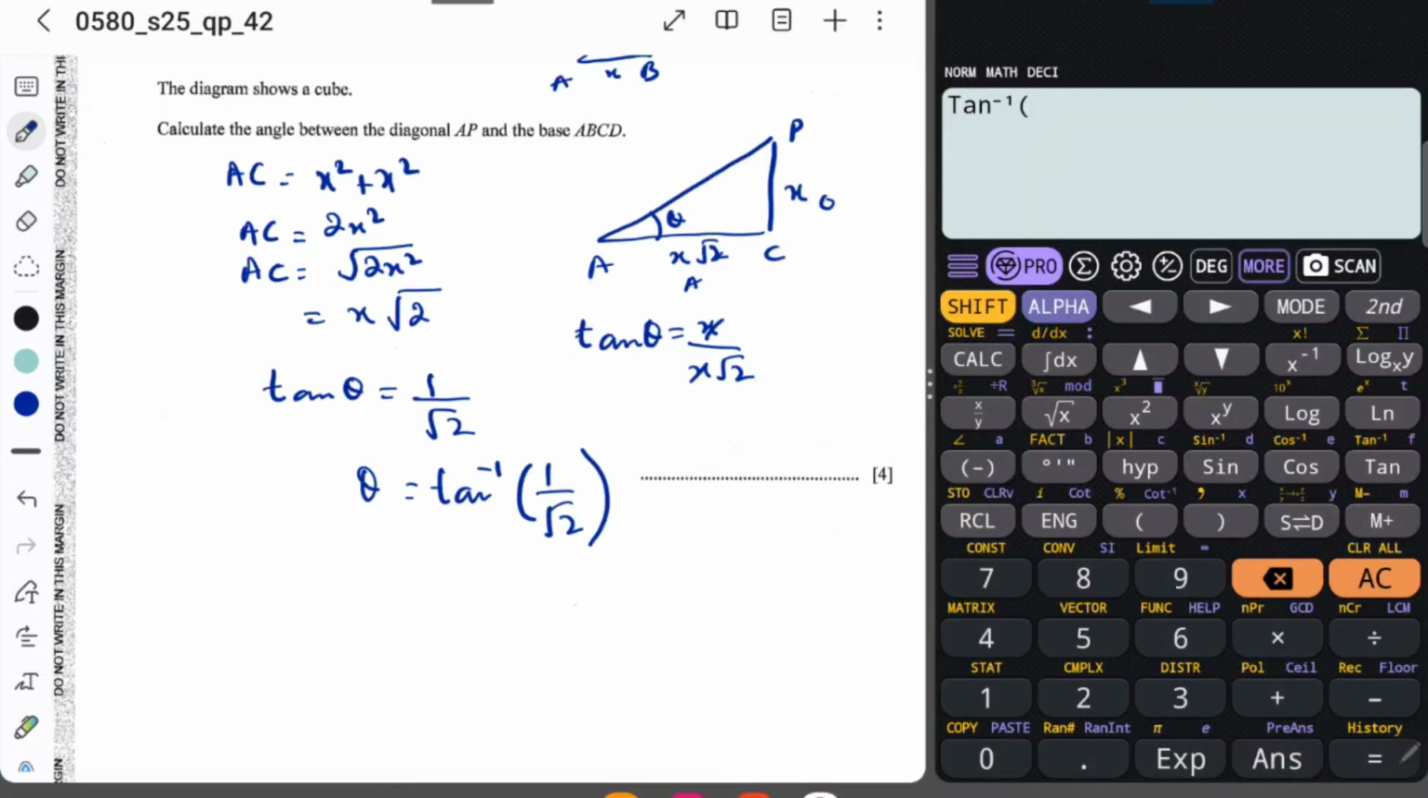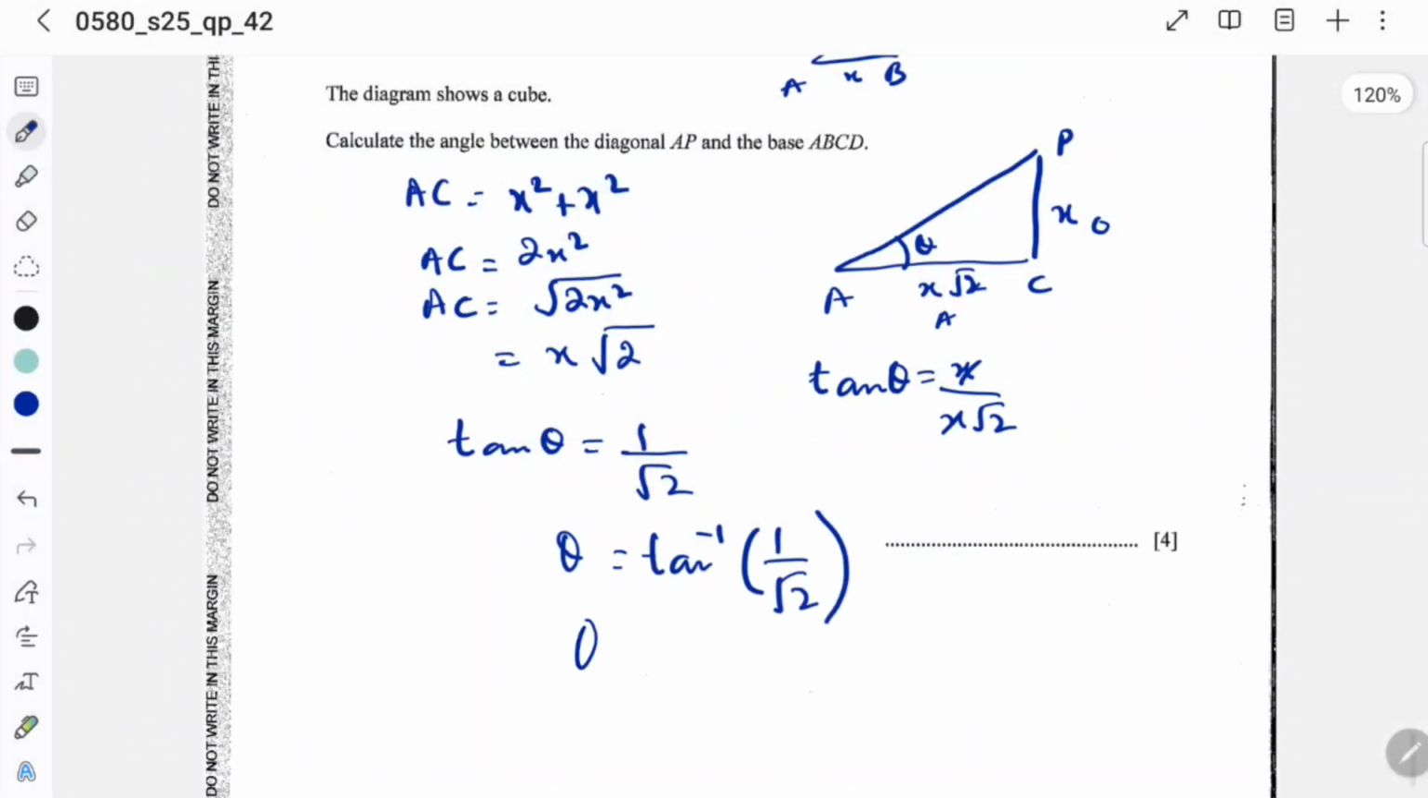Okay, so tan inverse of 1 upon square root 2, and bracket close. That is 35.264, 35.26 degrees, or approximately, to 1 decimal place, it is 35.3 degrees. So that was a 4 marks question.